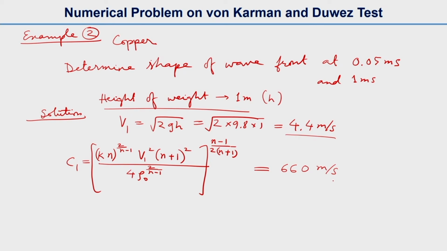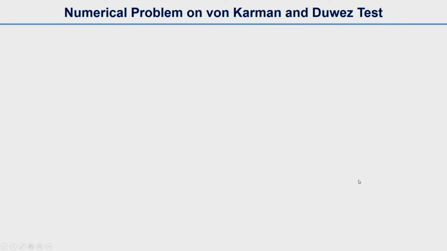660 meter per second is a very high velocity that we know the wire will not withstand. Why? Because the maximum C1 that corresponds to the necking we found in the earlier problem is C1 equal to 164.1 meter per second. So in this problem the wire will break, or the wire cannot withstand such a high plastic wave velocity. We need to plot the wave profile.